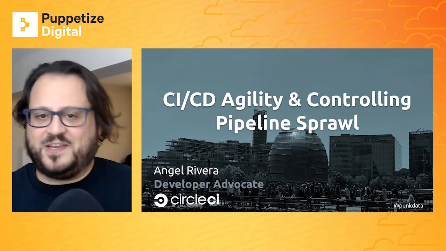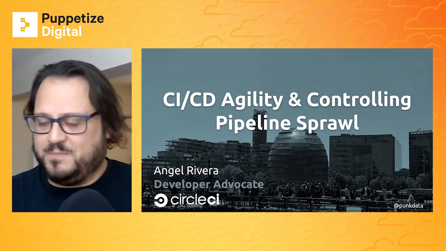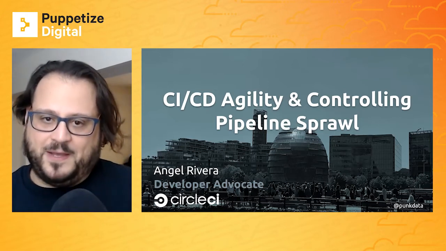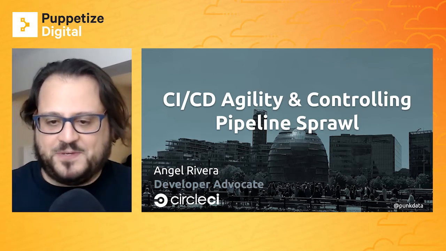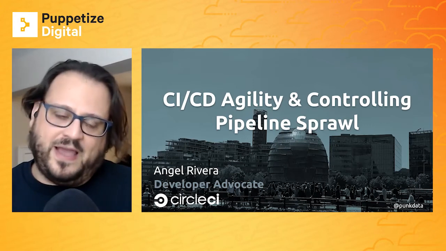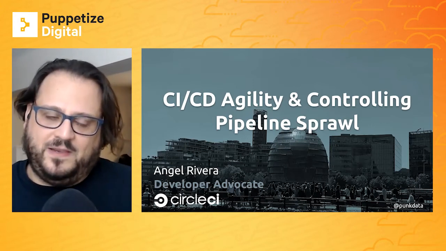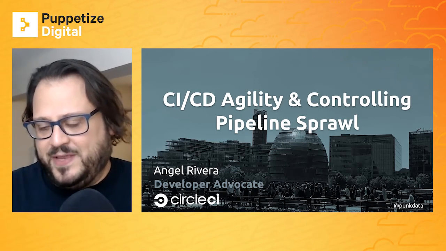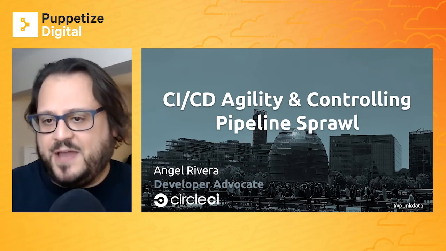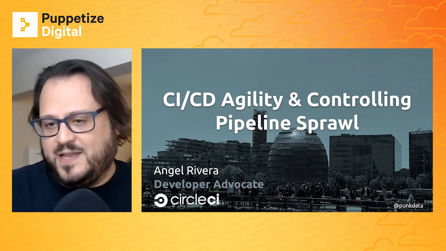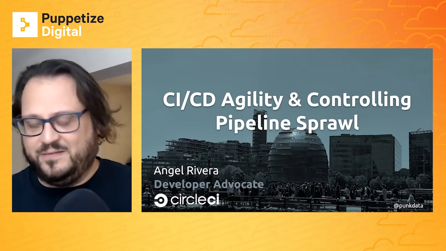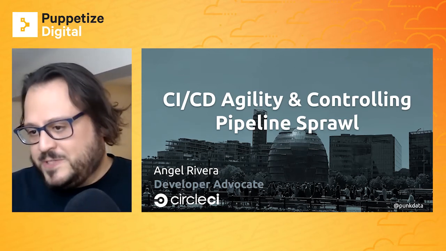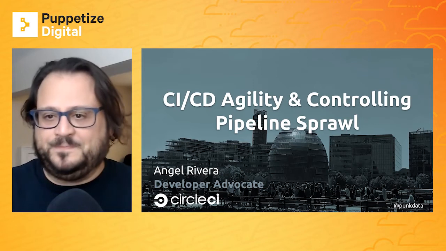The title of my talk is CI/CD Agility and Controlling Pipeline Sprawl. And in this talk, I'm going to get into a little bit about how teams are building software and how the agility of building that software impacts the entire pipeline, and also how to control pipelines that get out of control, either through scale issues or just plain old configuration problems.